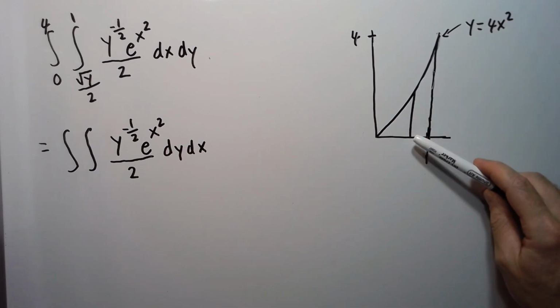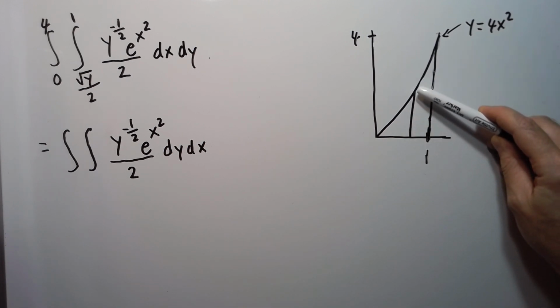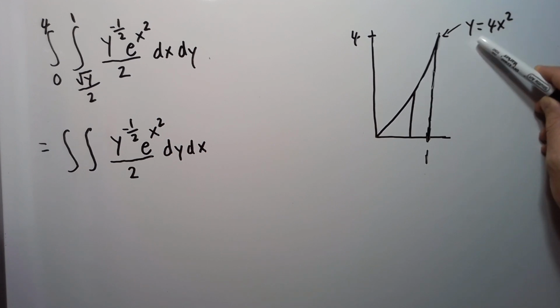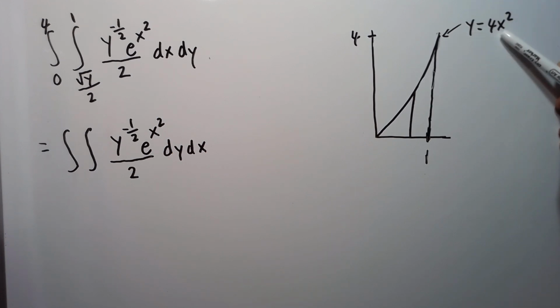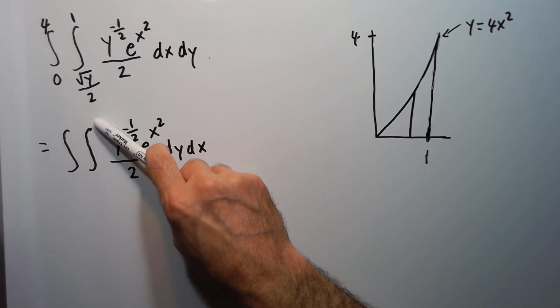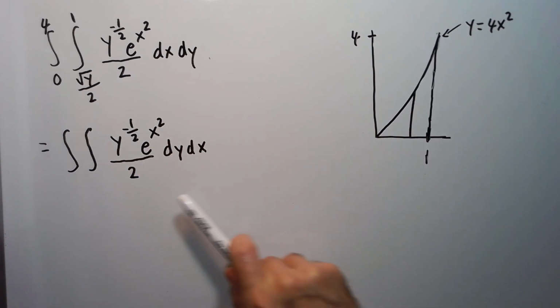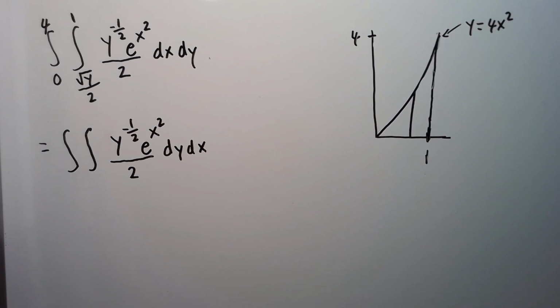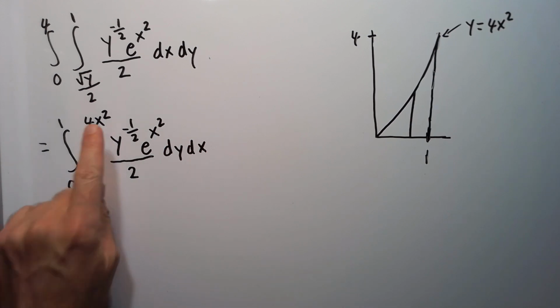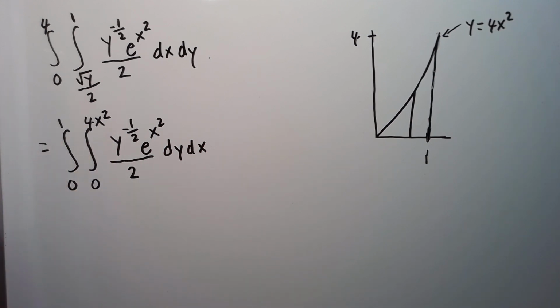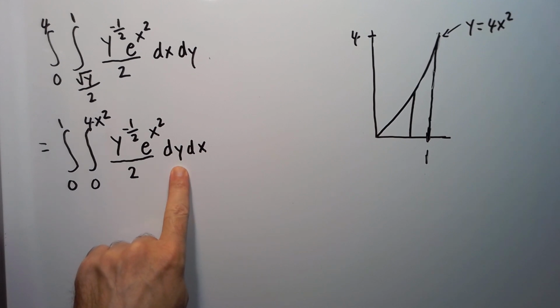So y is going to go from 0 to the parabola up here, and the parabola is given by y equals 4x squared. So it's going to go from 0 to 4x squared here, and then x is going to go from 0 to 1. So let me put those in. So we get 0 to 4x squared, 0 to 1 here. So we're integrating now with respect to y first.